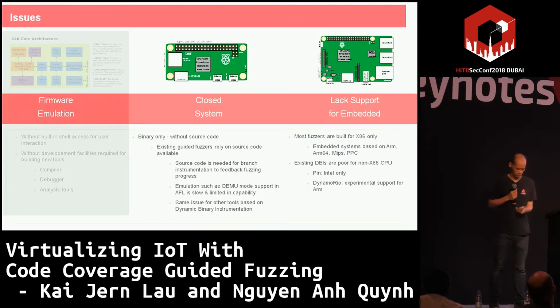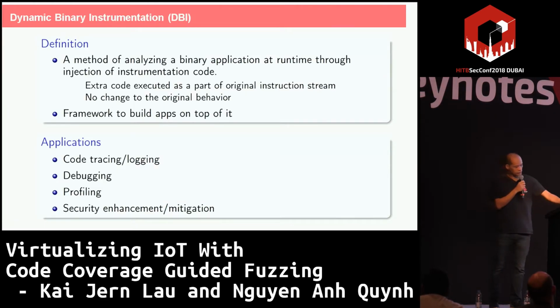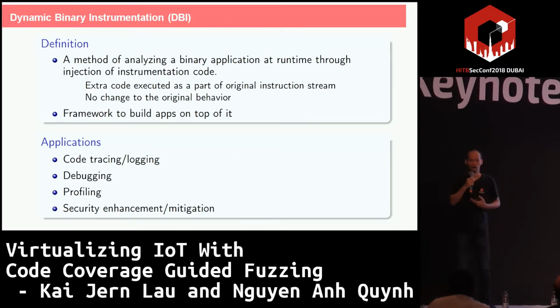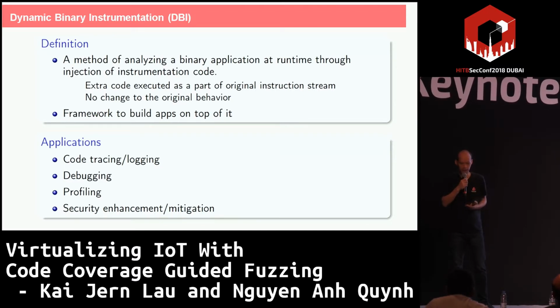Okay, so to summarize, we need to use a dynamic binary instrumentation framework to build our fuzzer first. The idea behind DBI is very simple. DBI is a method for analyzing a binary at runtime by injecting some extra code into the program at runtime. This extra code does the things that you want, and it runs as a part of the original program. However, by introducing your own code into the target binary, you need to make sure that you do not change the behavior of the program.